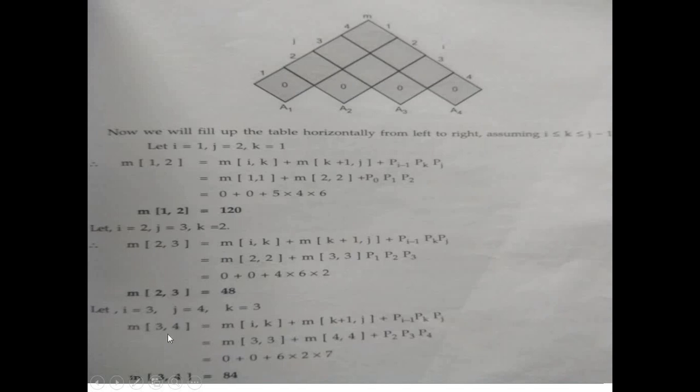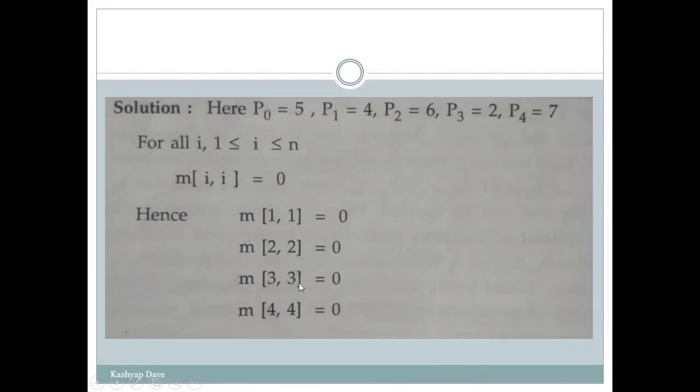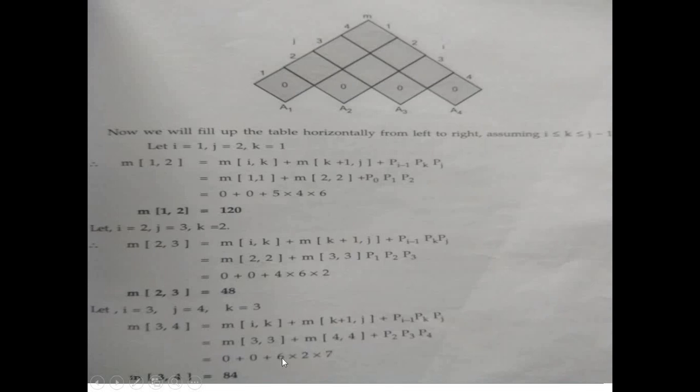In the same way, if we multiply A3 and A4, m34 will be m[i][k] plus m[k+1][j] plus p[i-1], p[k] and p[j]. In that case, we will need our first matrix m33 and second m44. In the previous slide we have already calculated that m33 will be 0 and m44 will be 0, and after it p2, p3 and p4. So 6 into 2 into 7 means it is 84.